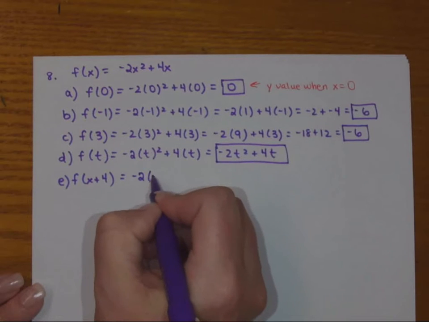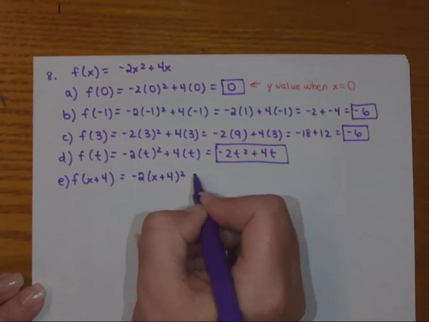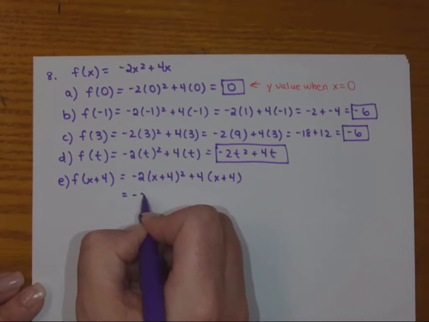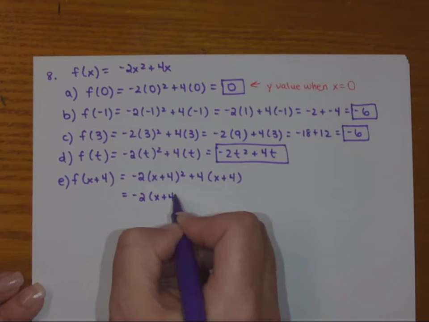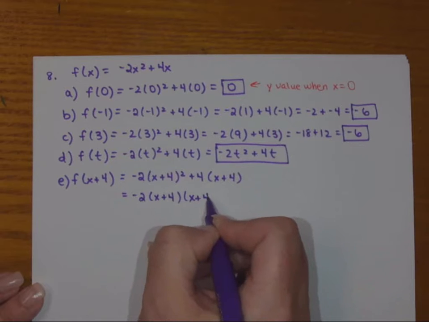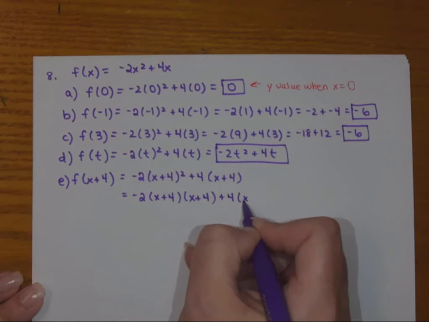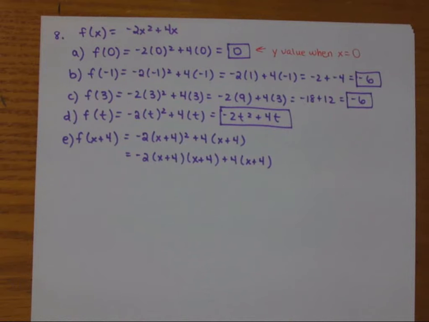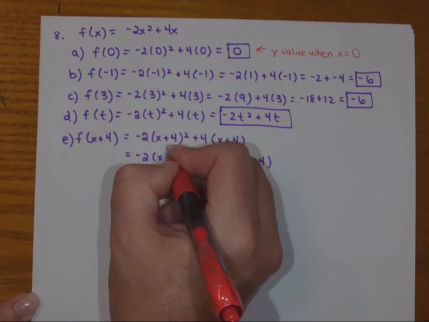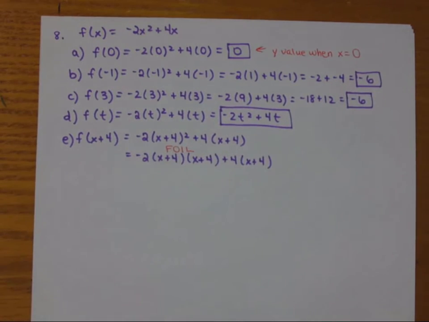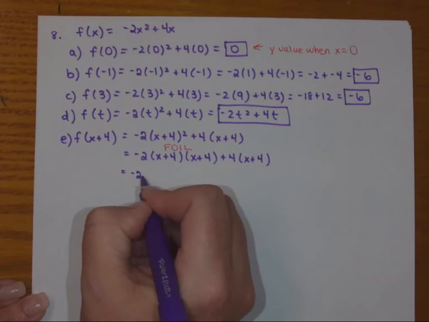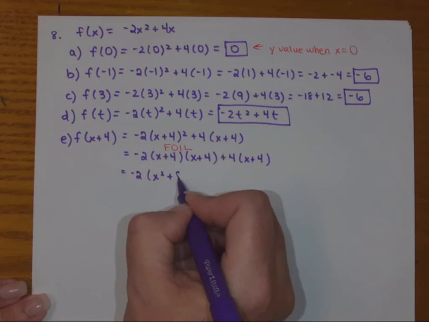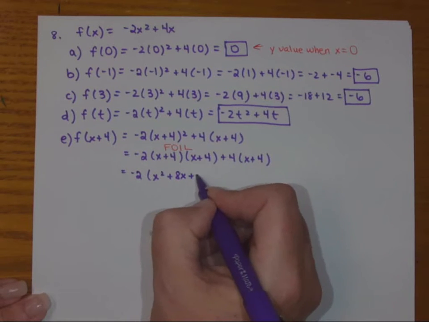So we do negative 2 times x plus 4 parentheses squared plus 4 times x plus 4. We've had problems like this several times in this unit, but just make sure we remember that we have to FOIL this x plus 4 squared. We're not allowed to just say, oh, that's x squared plus 16. You're not allowed to do that. We have to FOIL, and my suggestion would be to FOIL first and then worry about that negative 2. So if you FOIL, you're going to get x squared plus 4x plus another 4x, which is 8x, plus 4 times 4, which is 16.